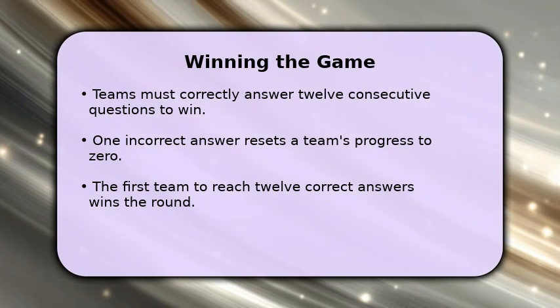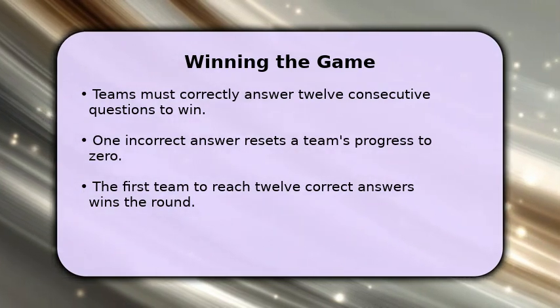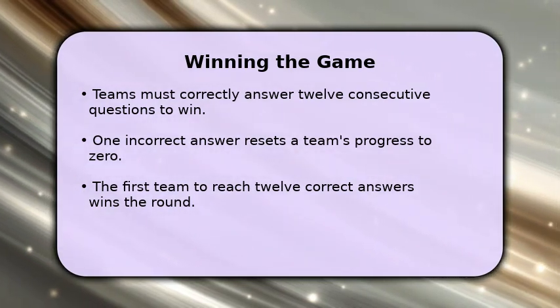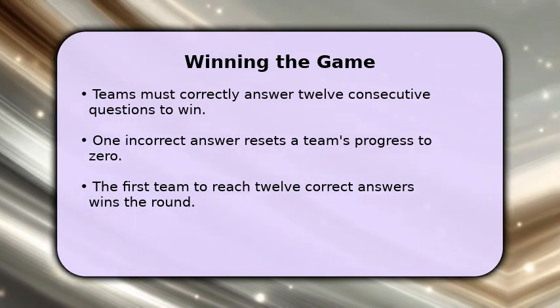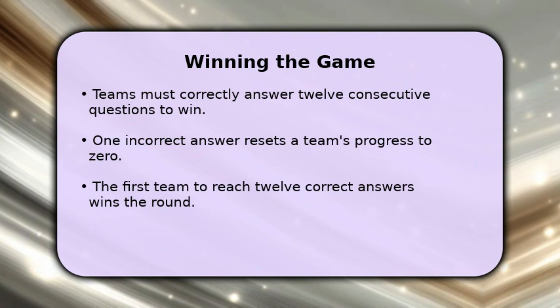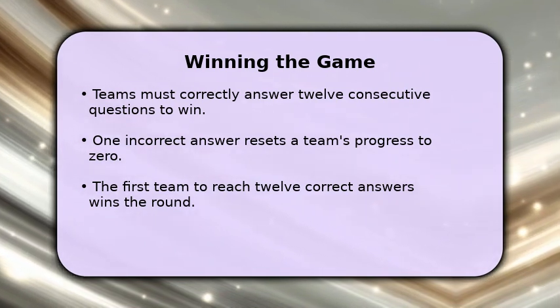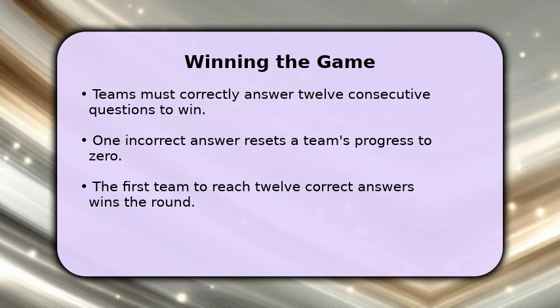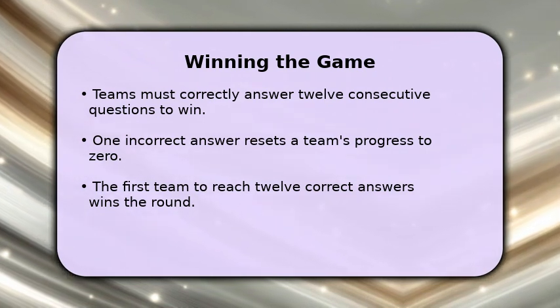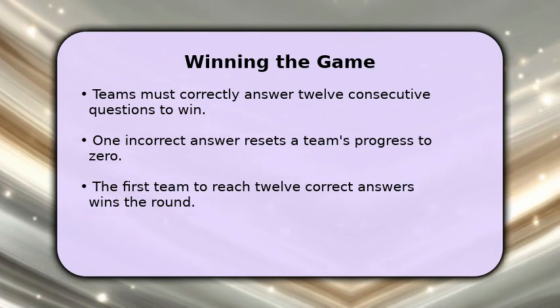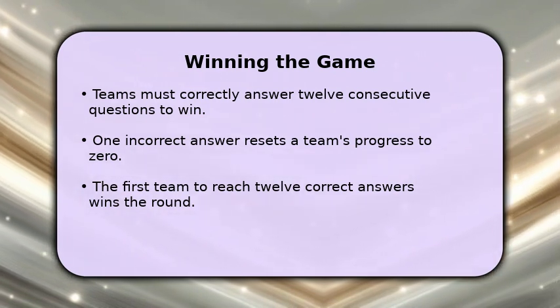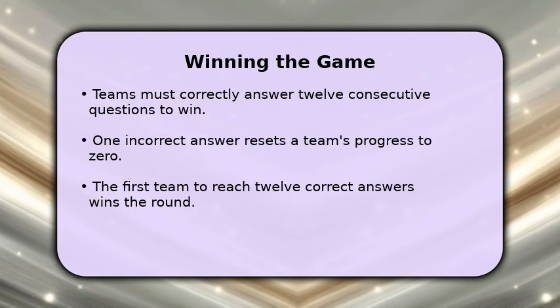To win Quizlet Live, a team must correctly answer 12 consecutive questions without making any errors. If a team selects an incorrect answer at any point, their progress resets immediately back to 0, adding an exciting challenge. The very first team to successfully achieve 12 correct answers in a row is declared the winner of that round. After a game concludes, you can easily shuffle the teams and restart for another engaging round of learning.